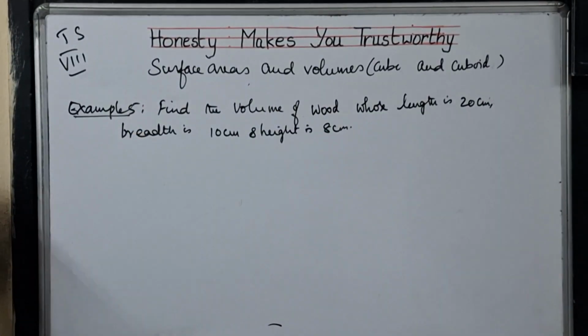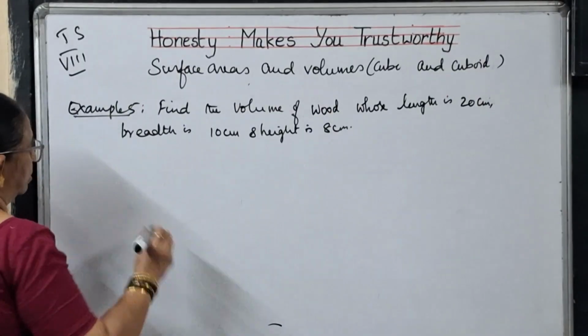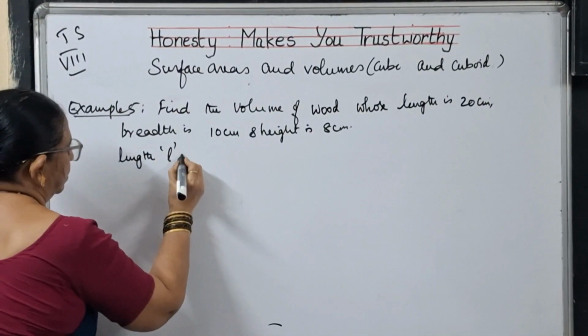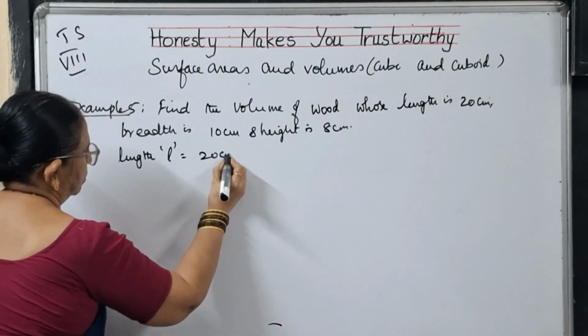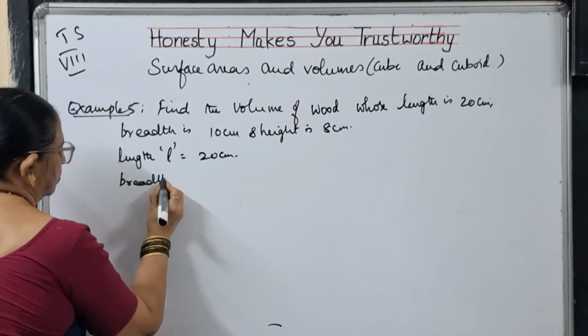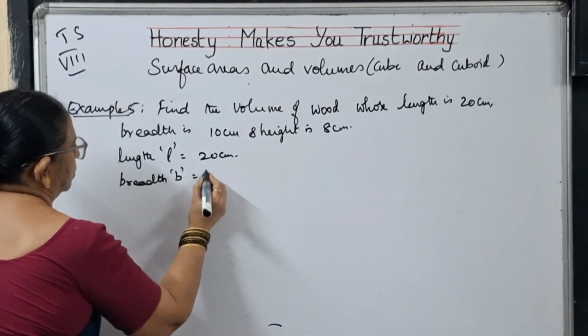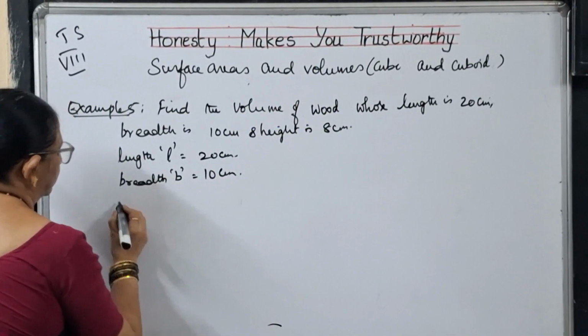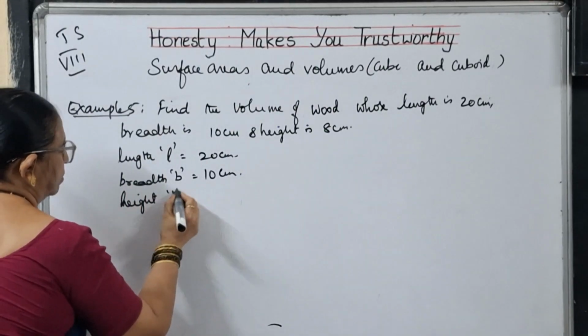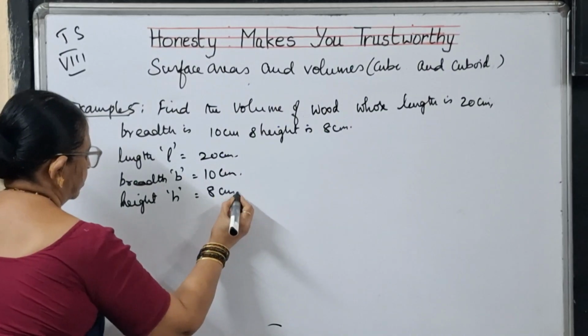Example 5 is: find the volume of wood whose length is 20 centimeters, breadth is 10 centimeters, and height is 8 centimeters. That means length L is equal to 20 centimeters, breadth B is equal to 10 centimeters, and height H is equal to 8 centimeters.